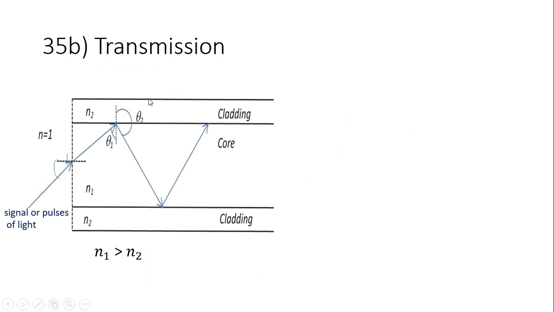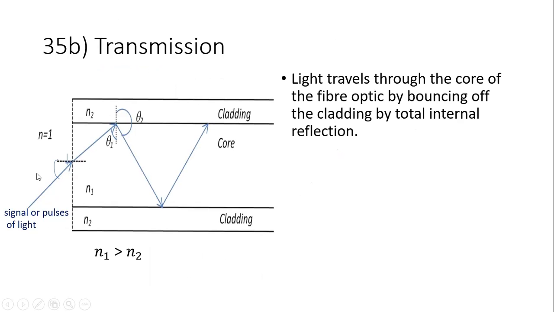Okay, let's go to the physics involved. There's your signal or pulse of information at an angle theta. Light travels along the core of the optical fiber by bouncing off the cladding. That's your cladding, and that's your core. That's your cladding. By total internal reflection at the cladding-core boundary, and then at the cladding-core boundary, another total internal reflection here, and it carries on.